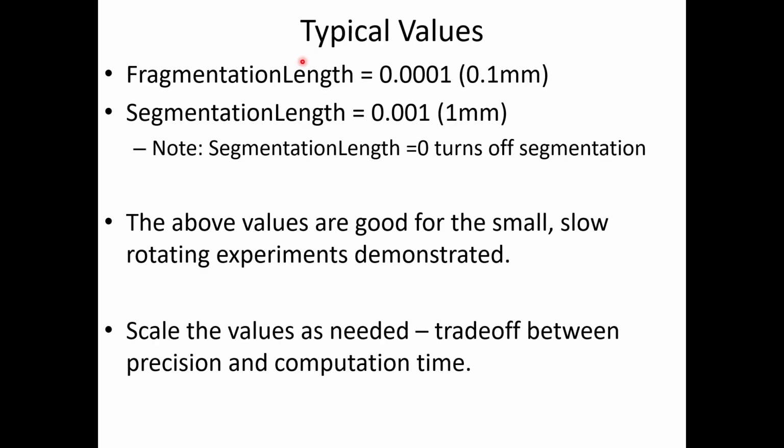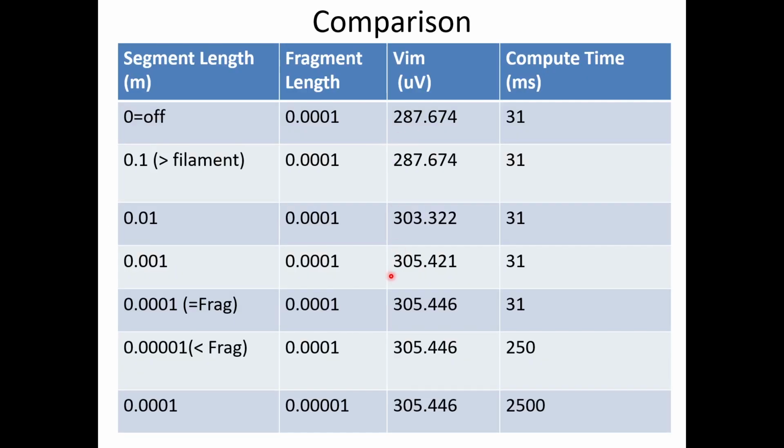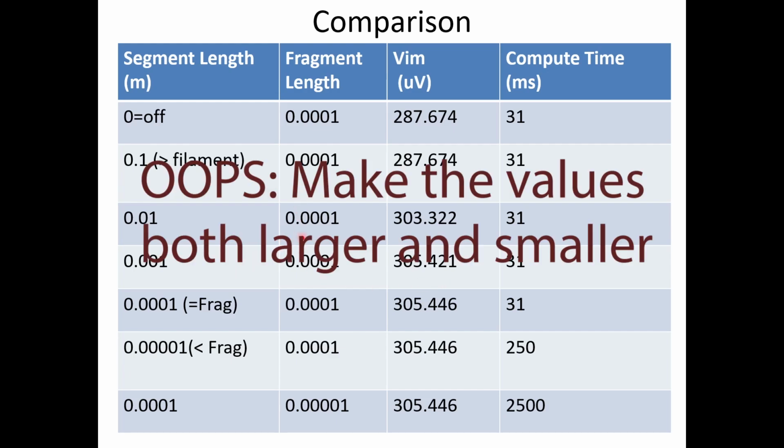Now, right now, the typical value for fragmentation is 1/10 of a millimeter, and the typical length for segmentation is 1 millimeter. If your experiment is much bigger than the small paradox experiments we're working on, you'll have to make these larger. If your experiment's much smaller, you'll have to make these smaller. These have to scale with your experiment. So basically, the way you do it is you pick a set, look at a value, and then you increase them, like you double them each time and see if the value changes.